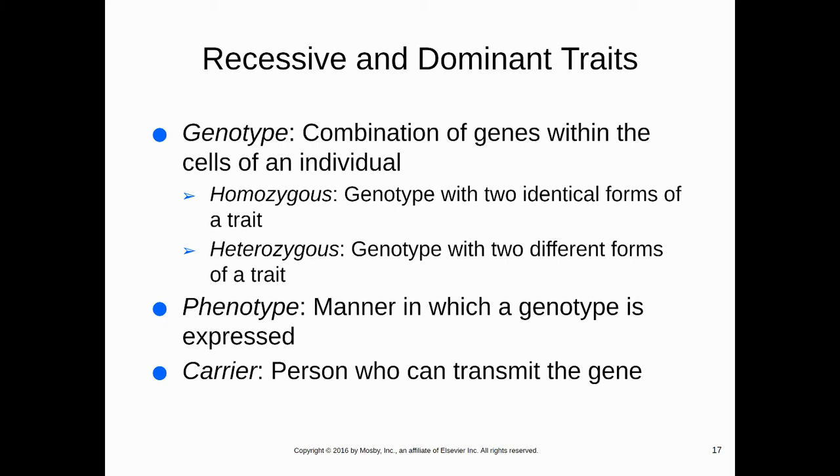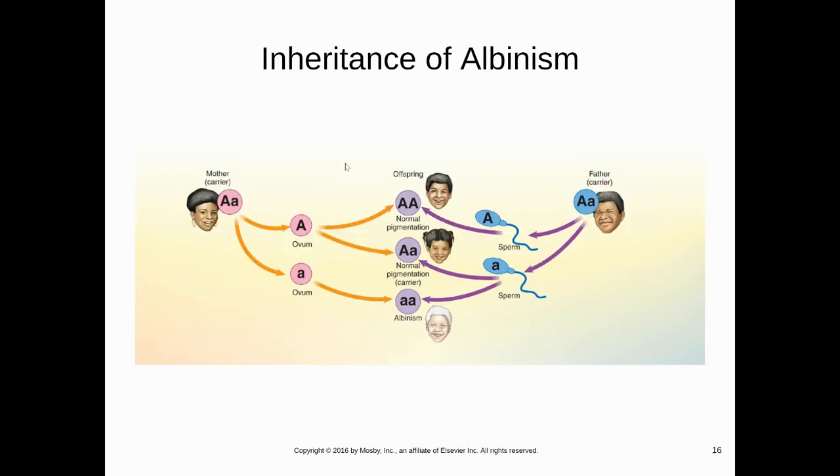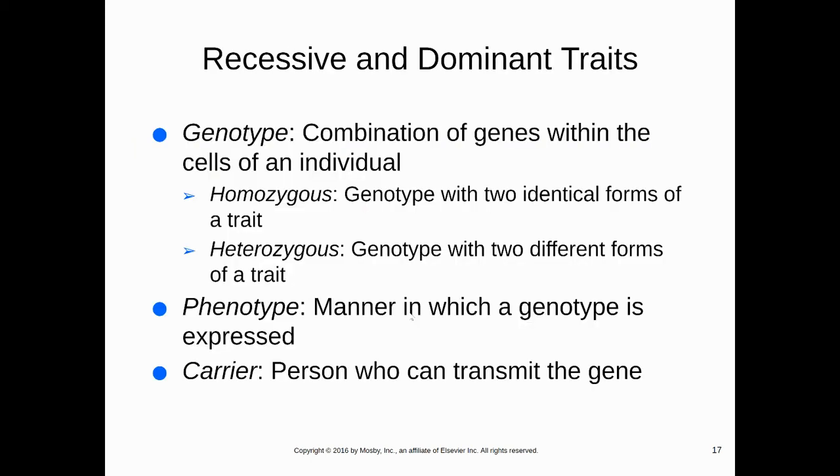This is going to be the combination of whether you are recessive or dominant, and this will occur whether you have homozygous or heterozygous. So homozygous means that you have two identical traits, essentially two of the same. So you either have two dominant genes or two recessive genes. This would be the example of the normal pigmentation who was not a carrier, and the albinism. Those would both be considered homozygous dominant and homozygous recessive.